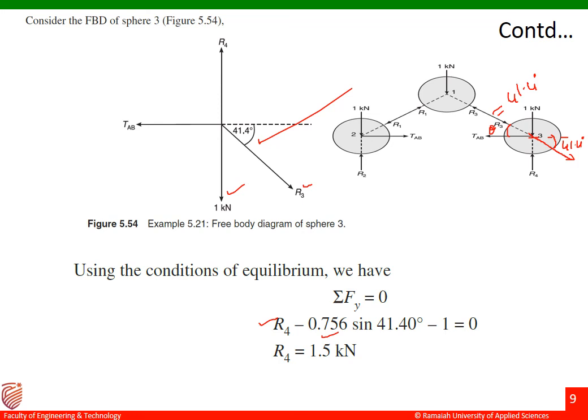So we got the answer, that is R1 equal to 0.756 kilonewton, and then R3 is equal to 0.756 kilonewton. Next one is R2, we got it as 1.5 kilonewton, and then R4 is also 1.5 kilonewton over there. So this completes the given problem.